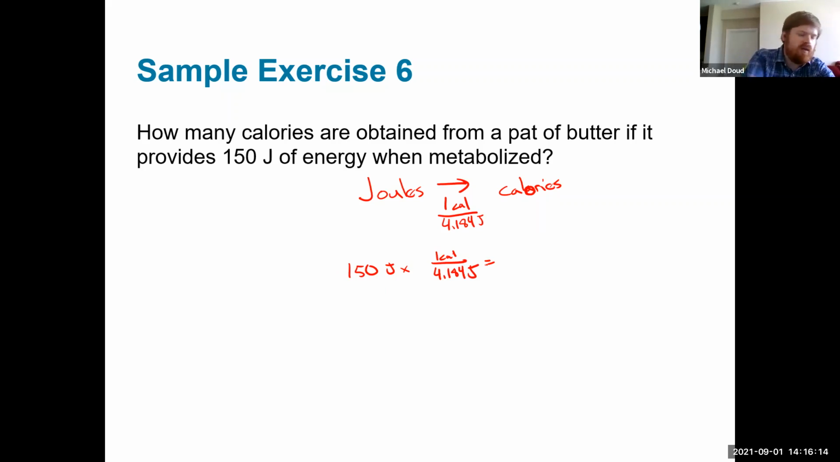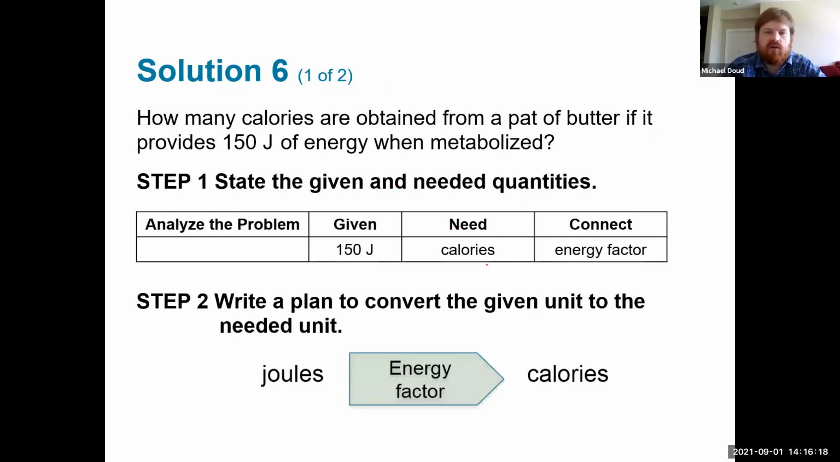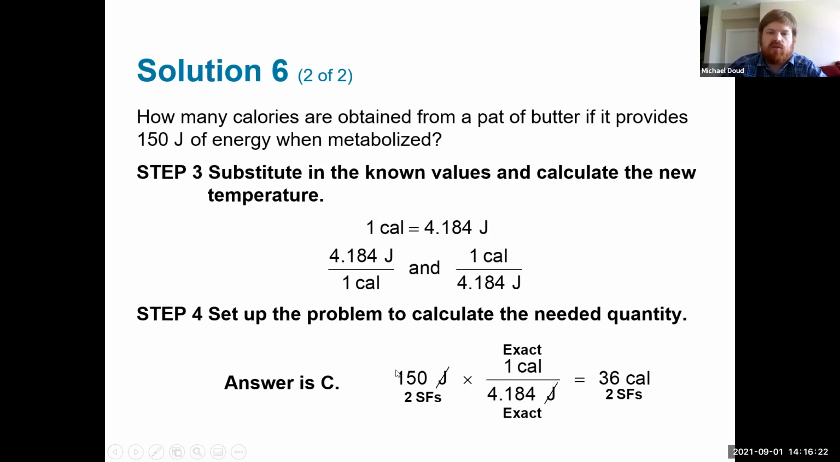I don't have my calculator here, but I think I have the answer on the next slide. So let's just go through it here. Again, this is just showing what we just did. You end up with 150 divided by 4.184. Now, whatever number you get in your calculator, remember, the 150 is a measurement, so you have to keep in mind your significant figures. 150 has 2 significant figures. The conversion here we said was exact. So that means our answer has to have 2 significant figures, which should be 36 calories.